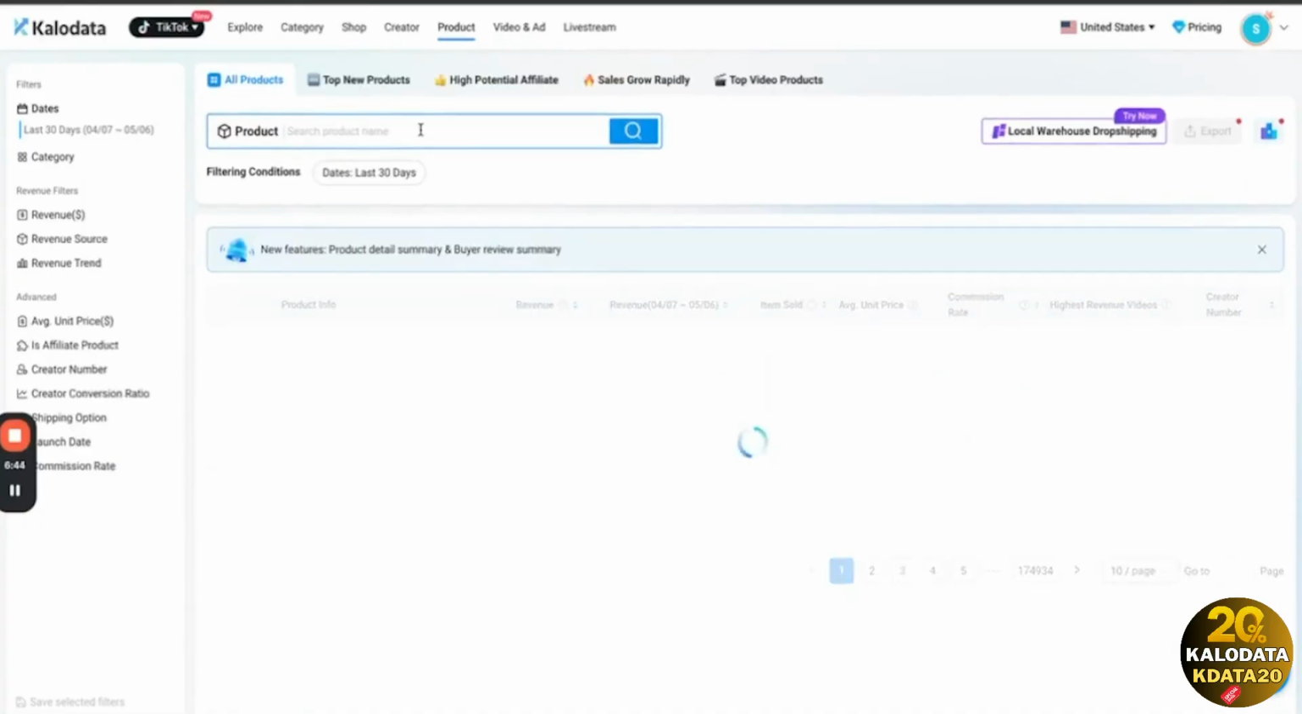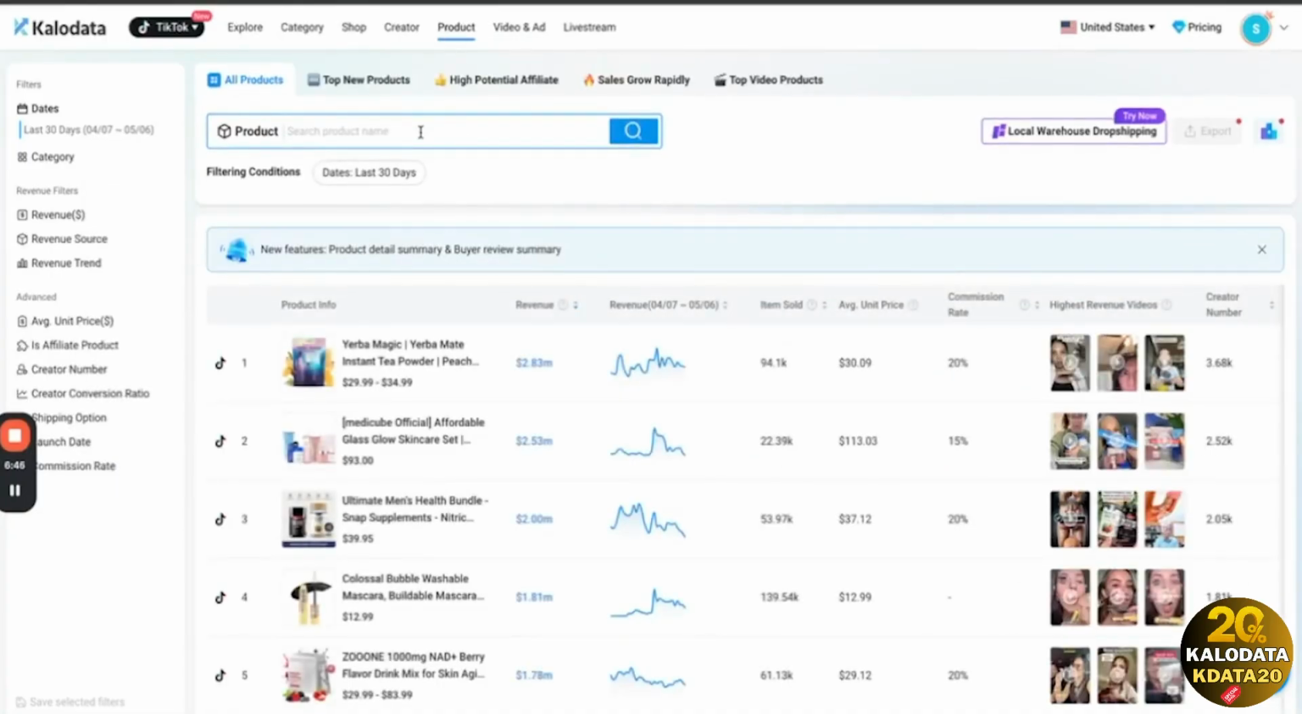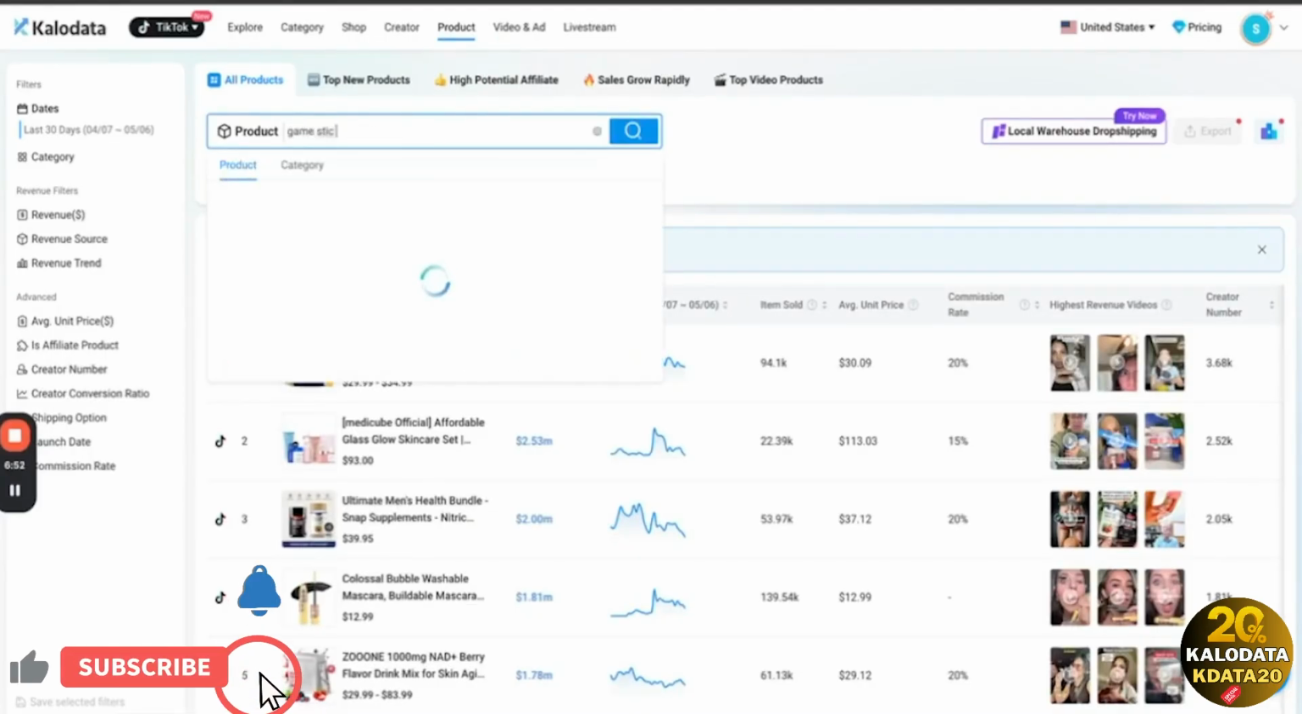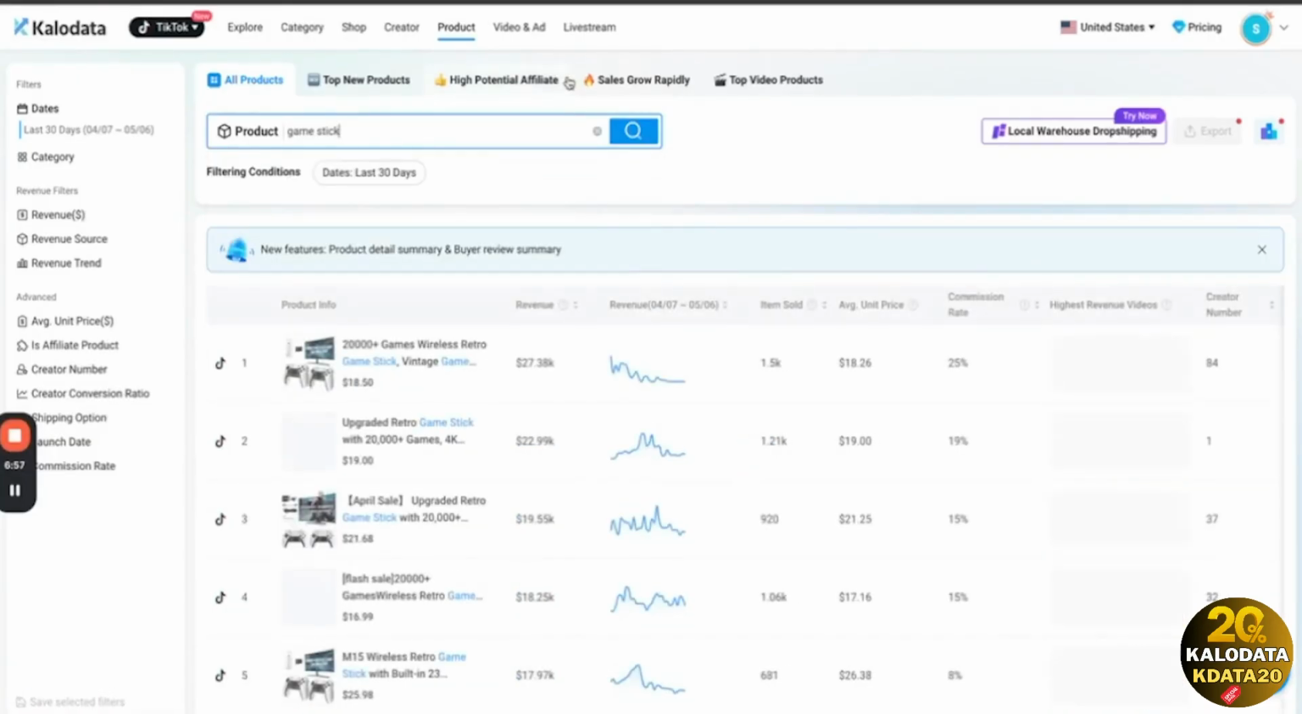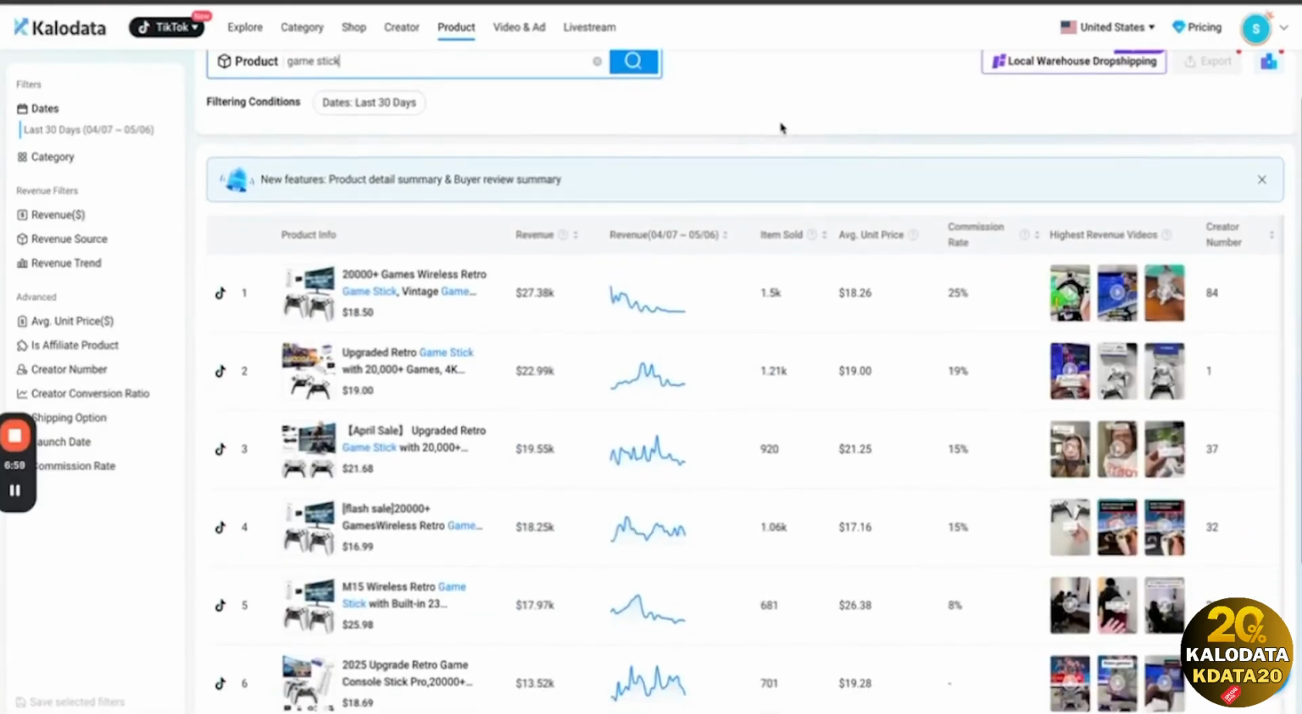Now, another thing that I really want to show you guys that is extremely useful is if you have a specific product that you would like to promote. Right now I've been promoting this game stick very heavily. So I'm gonna go ahead and search it on product, and it's gonna pop up with one of the most popular ones. I think it's this one, last 30 days, 22K revenue.